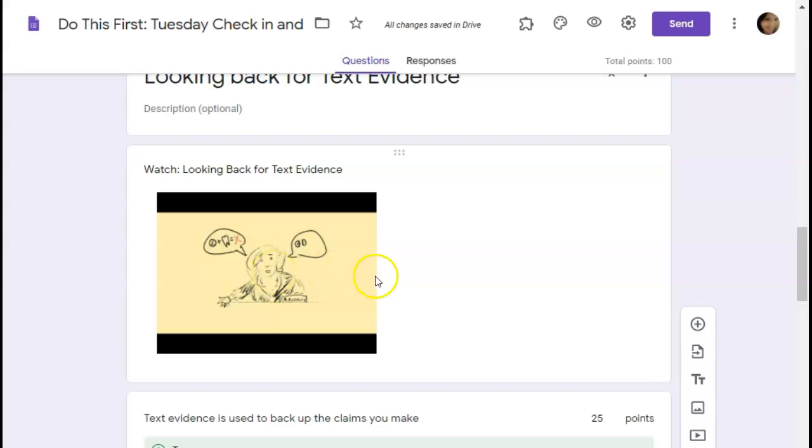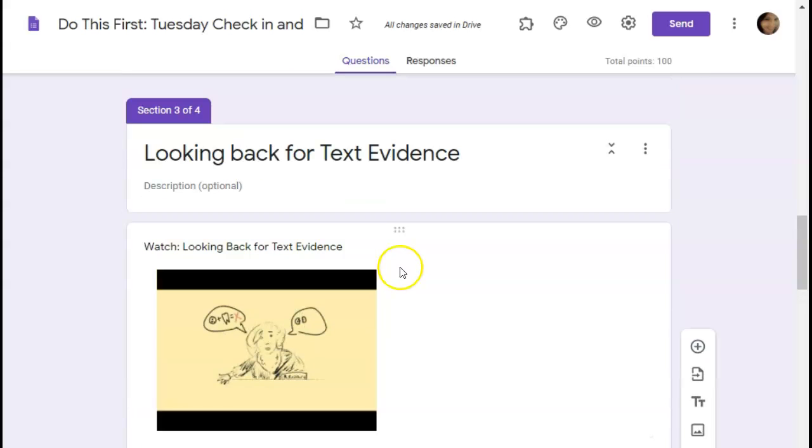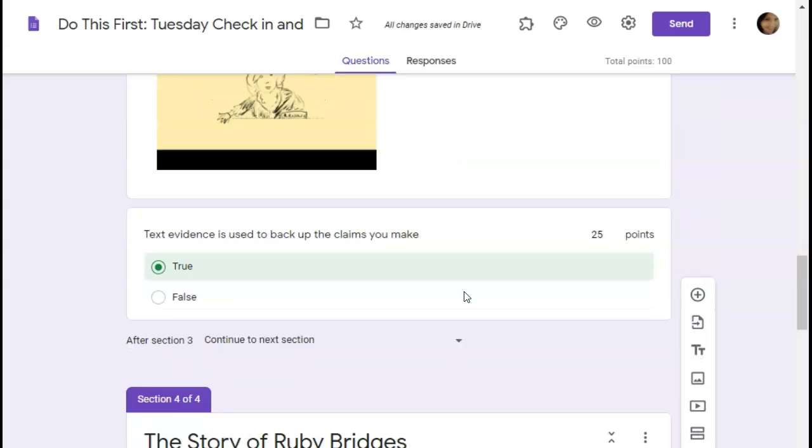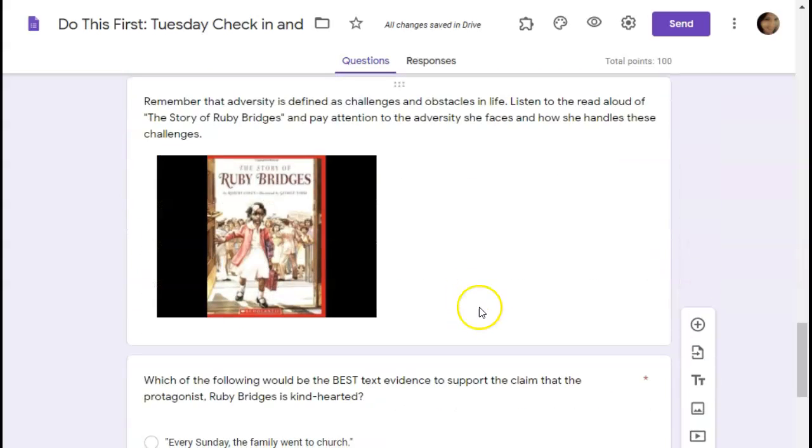Text evidence is taken straight from the text, and it's used to support the claims that you make about a text. Just like a lawyer uses evidence to defend his claims about a defendant, that's the same thing that you do when you are making a claim about what you're reading, and you have to back up what you're saying, what your opinion is about the text, what you think the author is trying to say. So you'll watch that and then go to the next section.